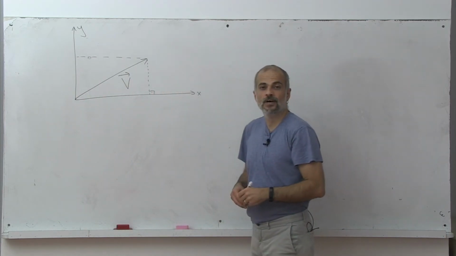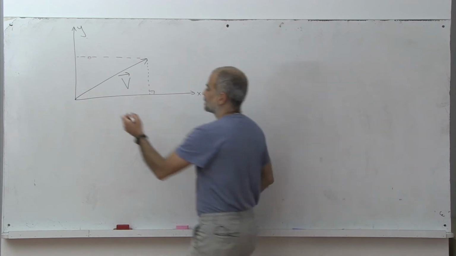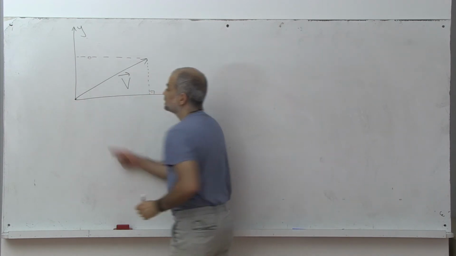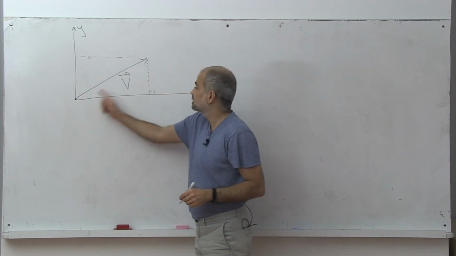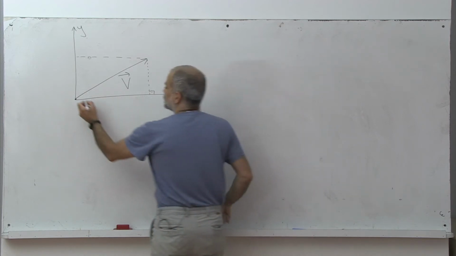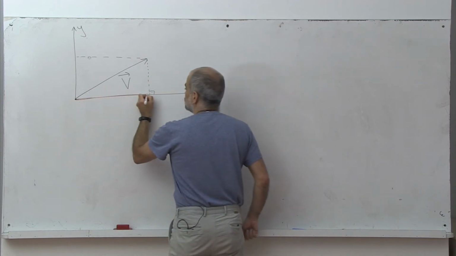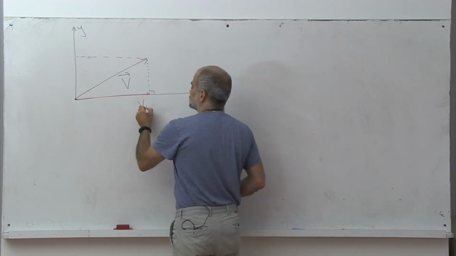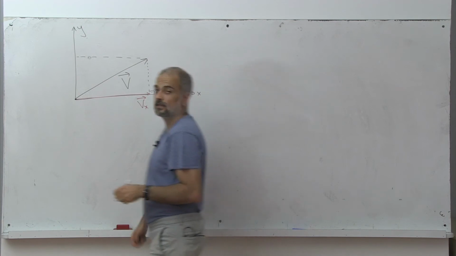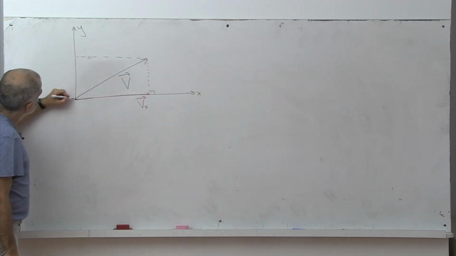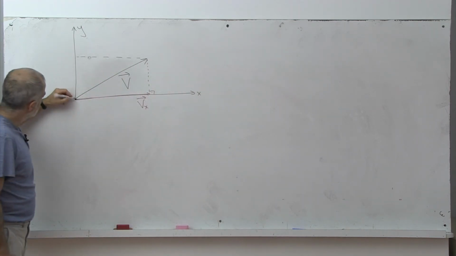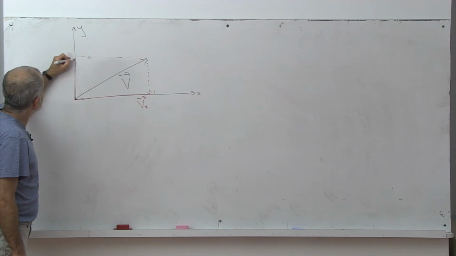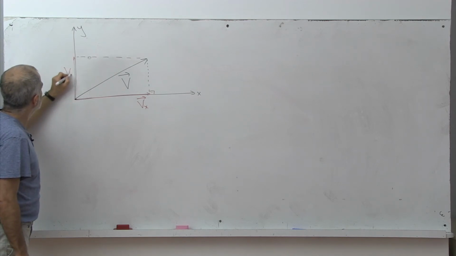So now I can define two new vectors. One will be starting from the tail, the origin of the vector v, to this point on the horizontal axis. This vector I will call vx. And the second vector, I will start from again the tail and go up to this point. This is vy.